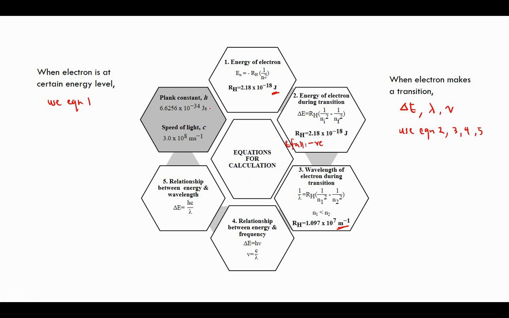And then we have Planck constant. Okay, so Planck constant ni kita guna kalau kita guna equation yang kelima ni. And then speed of light pun sama kita guna kalau equation yang kelima. So kat sini pun kita ada relationship antara delta E, lambda and frequency. So we can see here delta E and lambda is inversely proportional. So yang ni kena masukkan je lah nilai dalam equation untuk buat pengiraan.